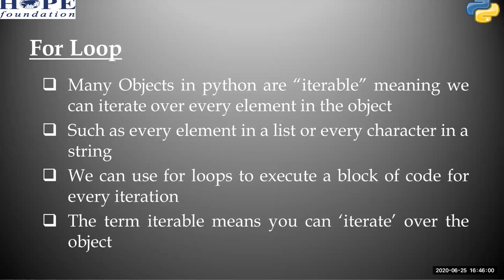So according to which variable or which value we have to pass, we are going to pass it in a for loop. We can use for loops to execute a block of code for every iteration. The item iterable means you can iterate over the object. We already know what an object, element, and item are. In lists and tuples we have a number of objects inside, and the objects are separated by commas.